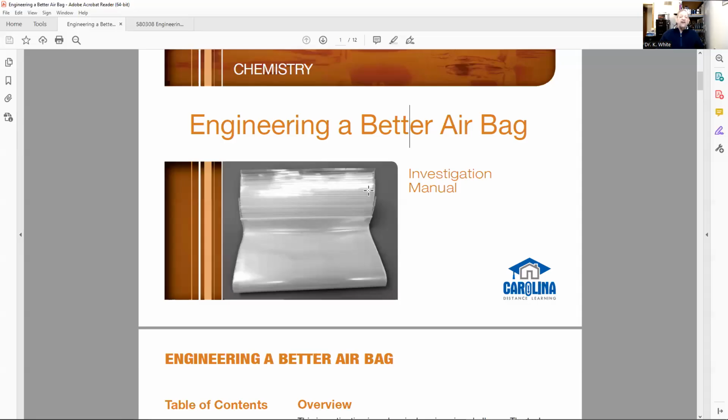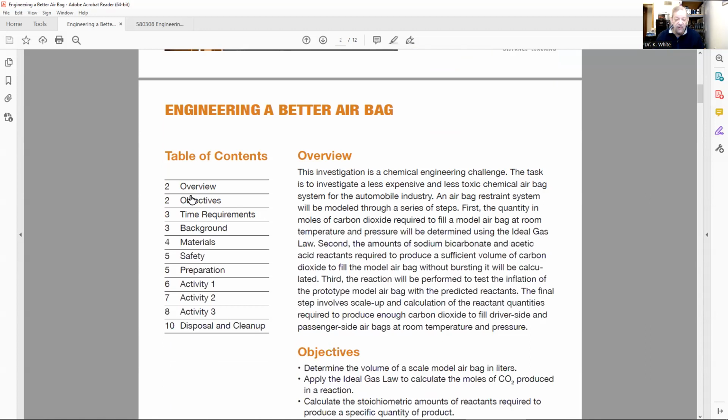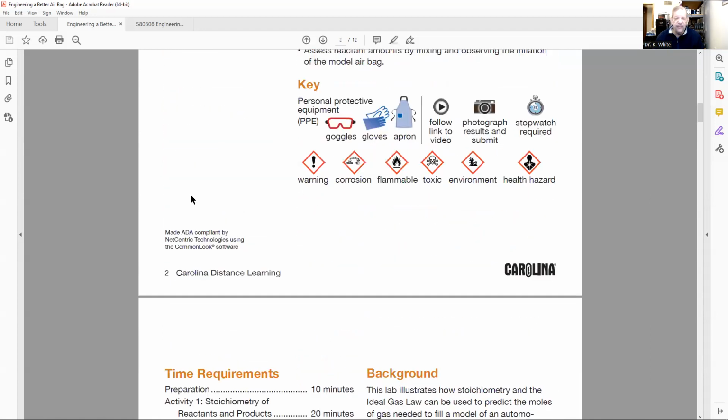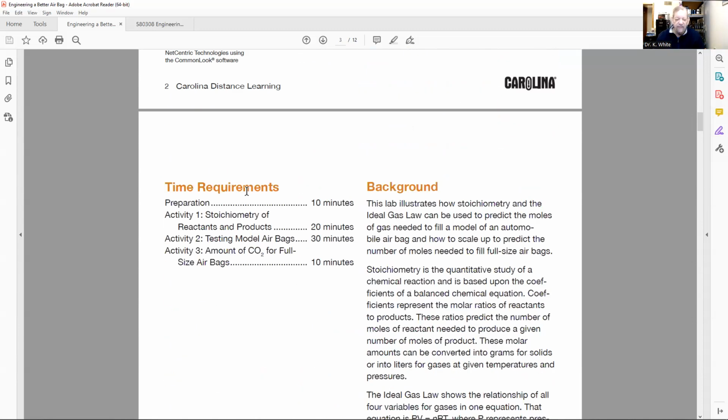All right, so you'll be investigating a better airbag. You'll be using the equipment and chemicals from your kit. Don't forget, wear goggles, wear gloves, and you should wear an apron.